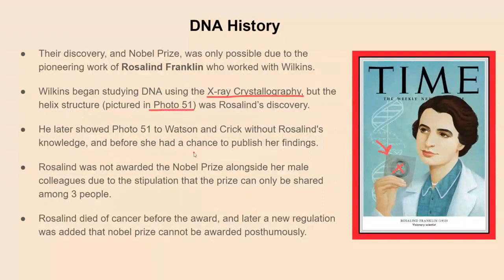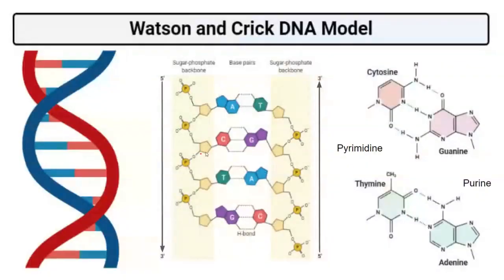Now, most of this history has been speculated, but Rosalind was not awarded the Nobel Prize along with her colleagues, mainly due to the stipulation that it can only be shared among 3 people. And Watson, Crick, and Wilkins already took credit for it, since Rosalind actually died of cancer before she could protest. Later on, a rule was implemented that the Nobel Prize can't be awarded posthumously, but that was not the case at the time.